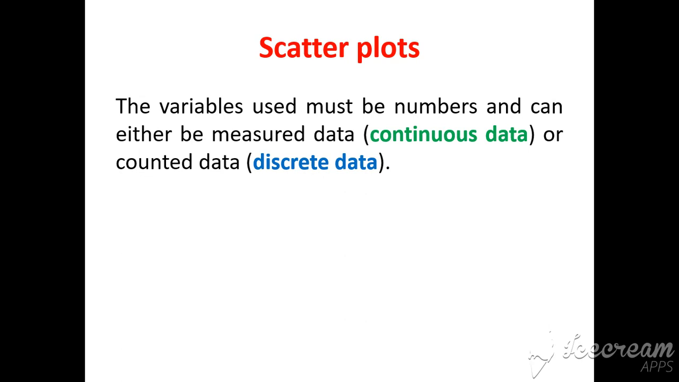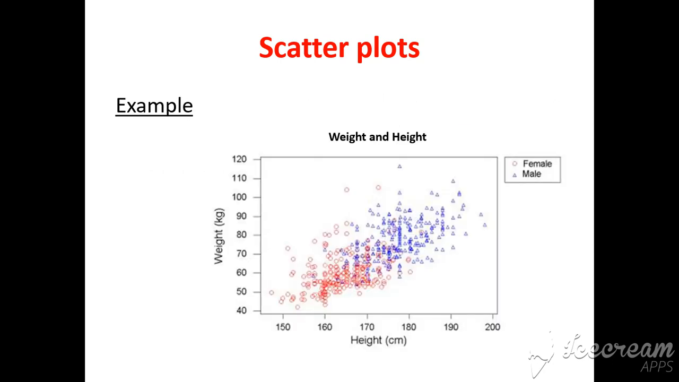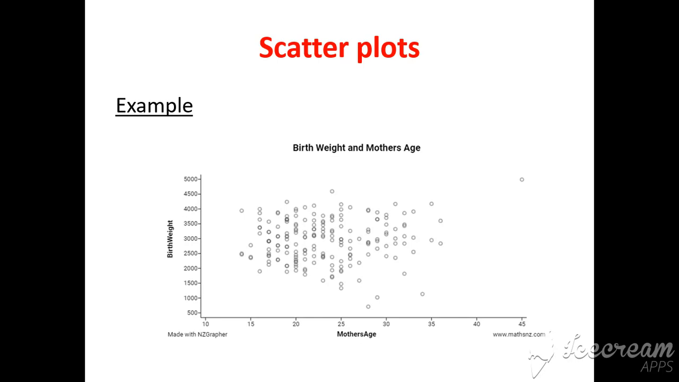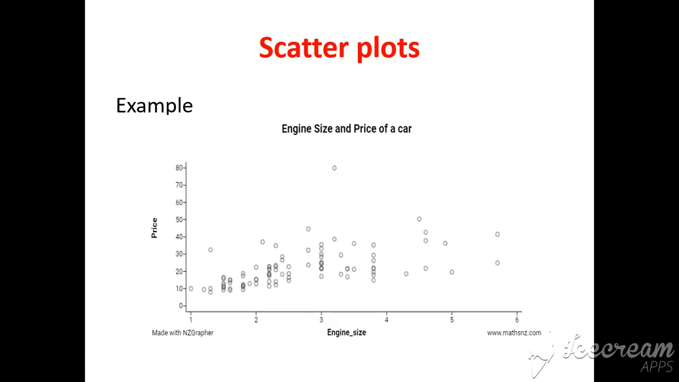All right, the variables must be numbers and can either be measured, which we call continuous, or counted, which we call discrete. Here's some examples of scatter plots. Weight and height. Is there a relationship between your weight and your height? What about the weight of a baby when it's born and the age of a mother? What about the size of an engine in a car and the cost of the car?